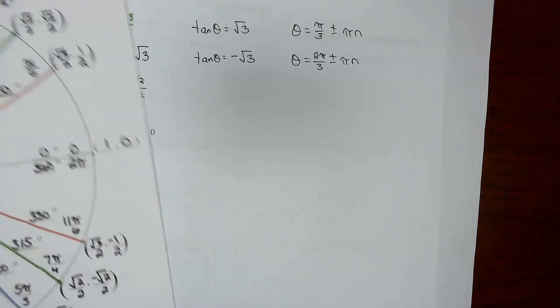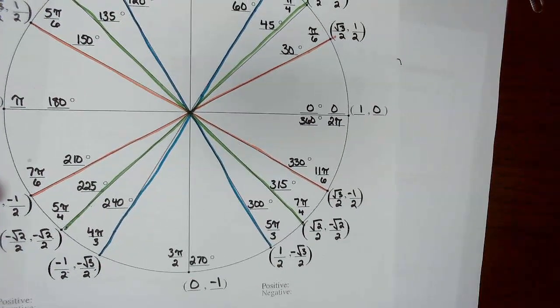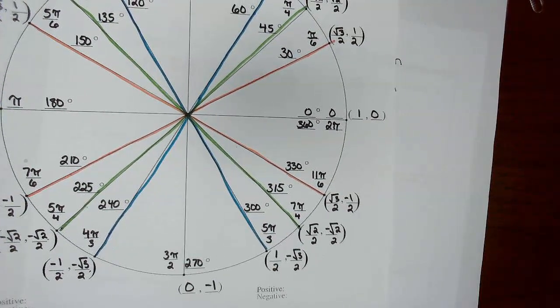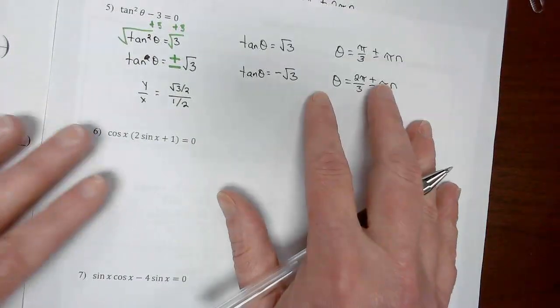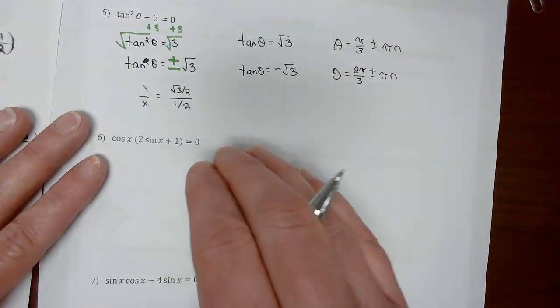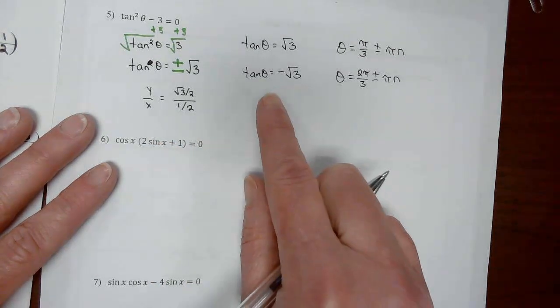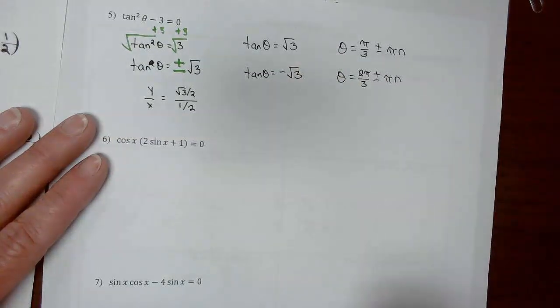Now, could you have technically written down pi over 3, 2 pi over 3, 4 pi over 3, 5 pi over 3, and put plus or minus 2 pi for each one? Sure. But this is a little more concise. So notice with sine and cosine, we add 2 pi. With tangent, we only have to add pi.